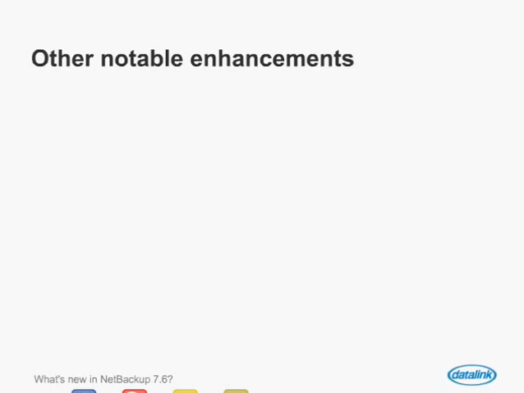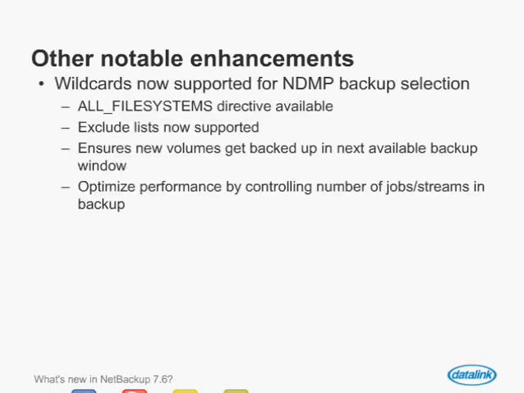We talked a little bit about this, but there's now a directive under NDMP backup selection for all file systems that will automatically go and capture all file systems. So if you go and add another volume to your filer, by having all file systems in your NDMP backup selection, I have a safeguard. It will automatically go and back up those volumes that are out there. So that was something that's been asked for a long time and has been added in 7.6.